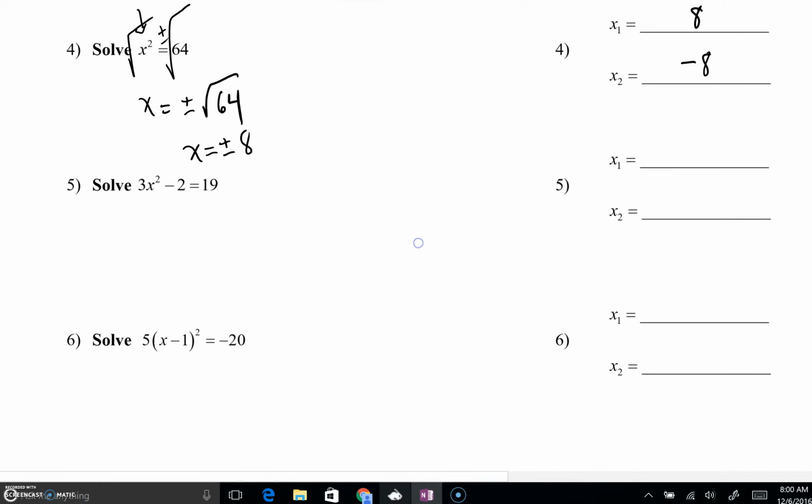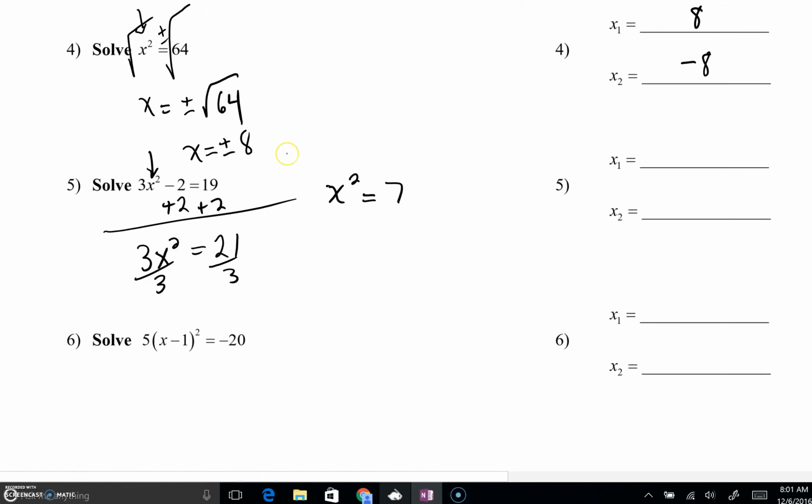As you move to number 5, we can add a 2 to both sides. 19 plus 2 is 21. By the way, our ultimate goal is to get x squared alone. That's why I did that, adding the 2. Here I'm going to divide both sides by 3, and I will have x squared is equal to 7.